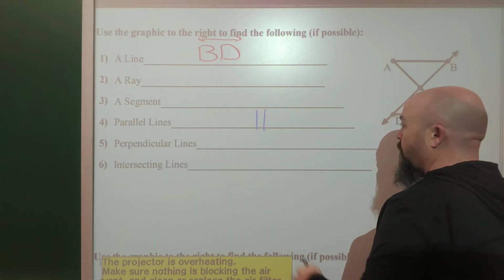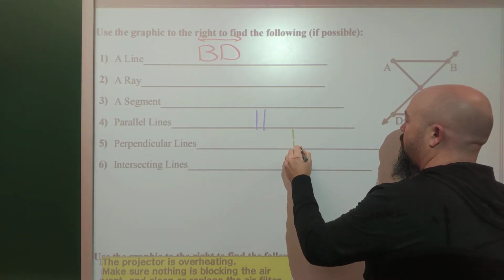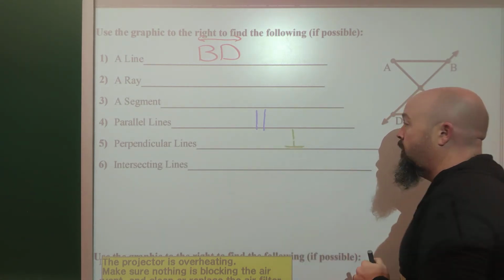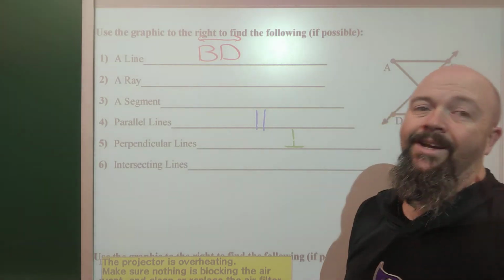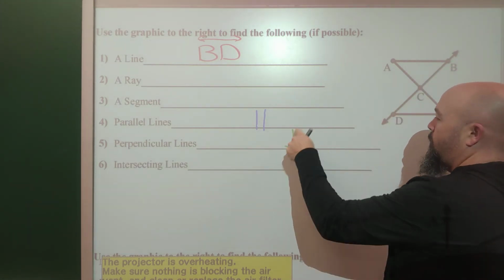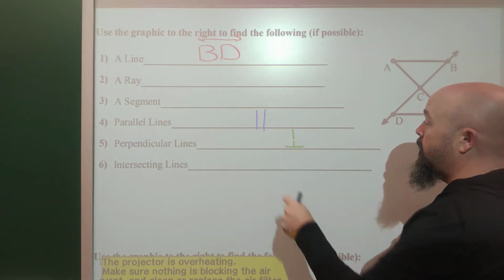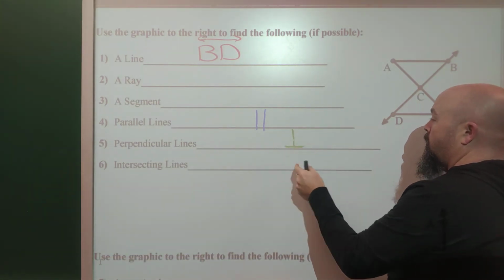Perpendicular lines. When they do perpendicular, they're talking an upside down, uppercase T. It presents you those two 90-degree angles to let you know these are perpendicular. So again, this line is perpendicular to this line.